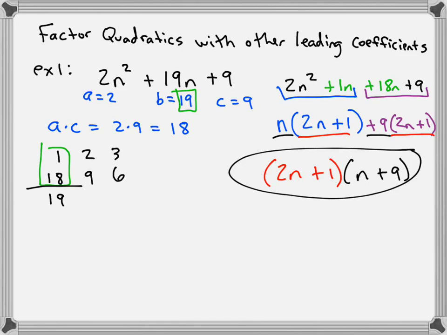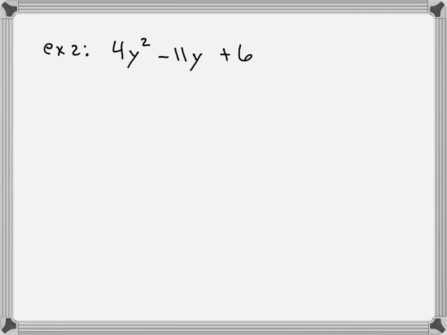Let's look at another example. So here we have 4y squared minus 11y plus 6. So my a is 4, my b is negative 11, and my c is 6. A times c is 4 times 6, which is 24. So we now want the factors of 24 that add together to give us that negative 11.